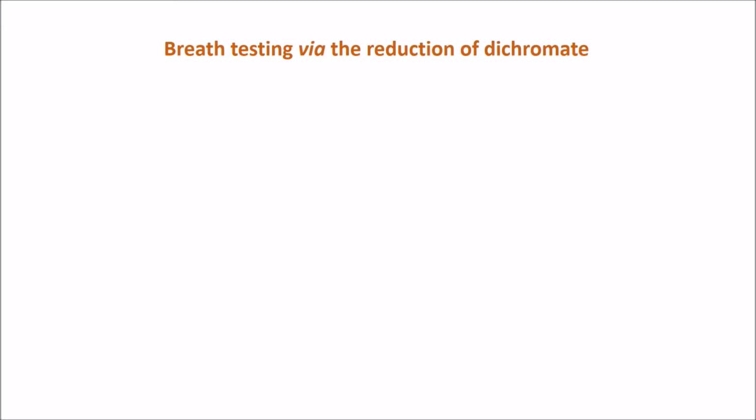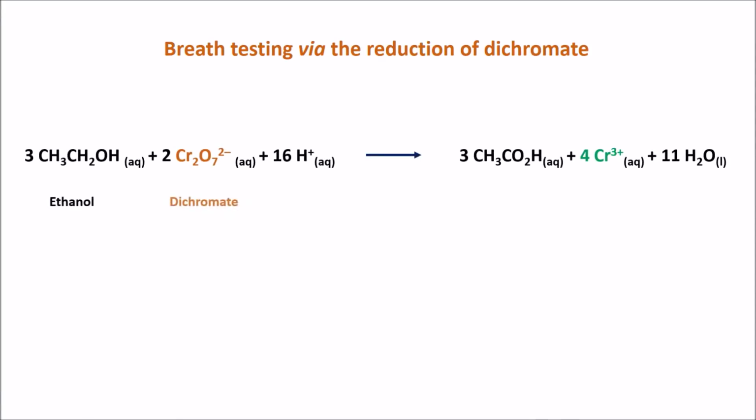In this experiment we will use a redox reaction to test for the presence of alcohol. Dichromate was once very commonly used in breathalyzers as it changed colour upon interacting with alcohol in the following reaction. Ethanol reacts with the orange dichromate ions to form acetic acid and green chromium 3+ ions.